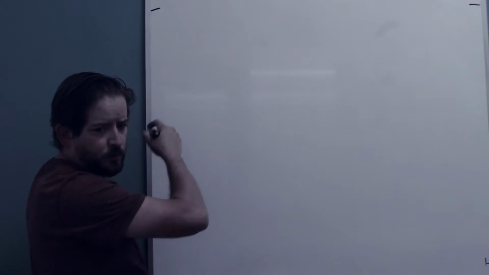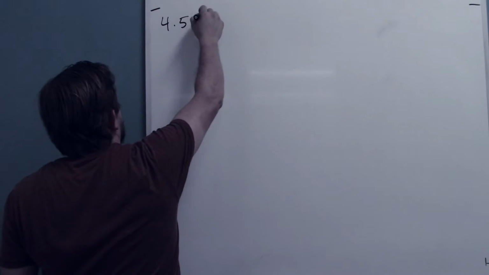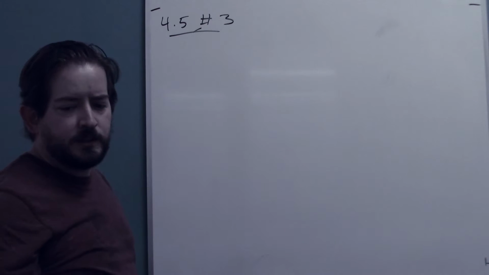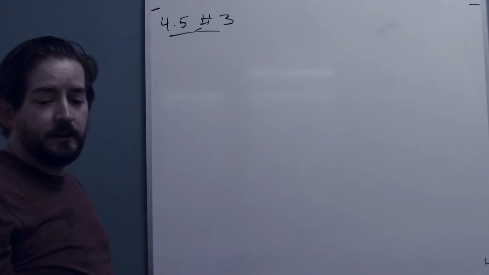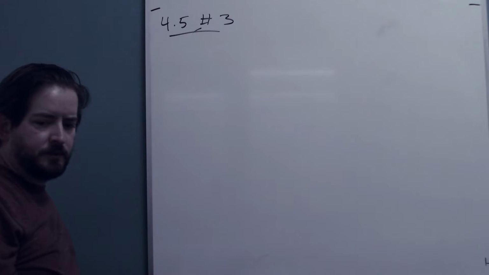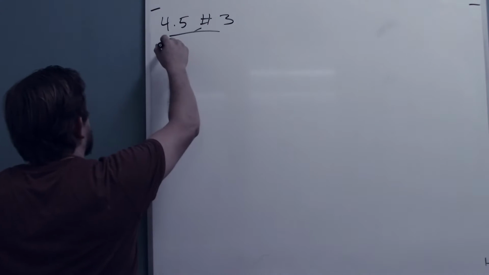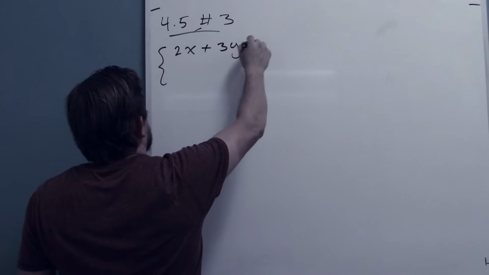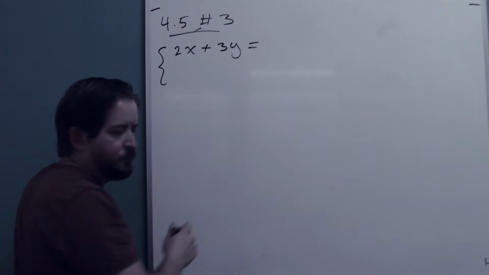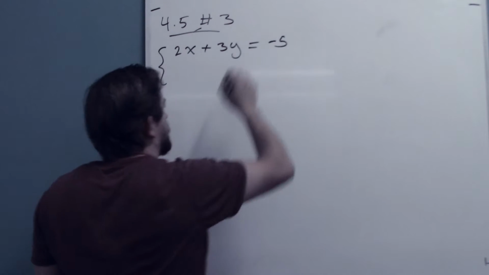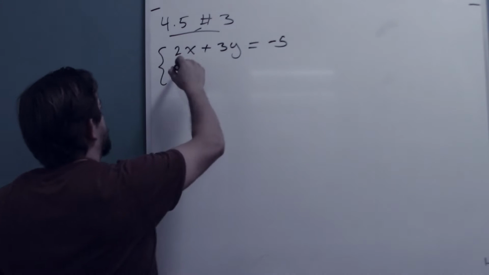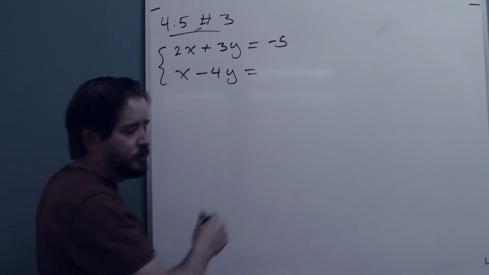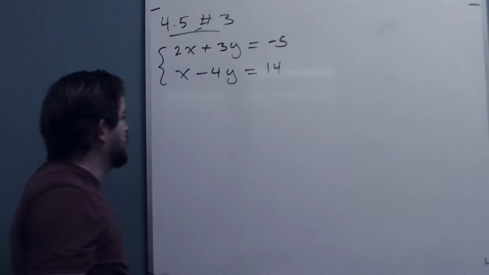So this is section 4.5, and we'll do number 3 to start. It says take this system of equations, turn it into a matrix, and then solve, right? So the system is 2x plus 3y equals -5, and then x minus 4y equals 14.